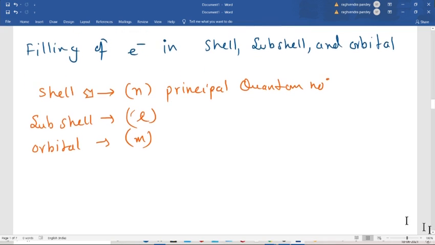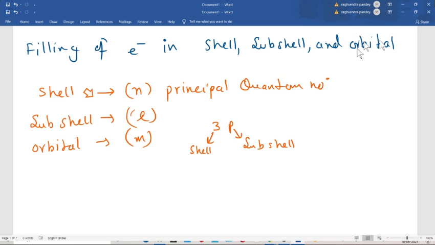Suppose it is written as 3p. So 3 means shell, p means subshell because it is your l. Under the subshell there are orbitals, so it will be 3px, 3py, 3pz. These are your orbitals.